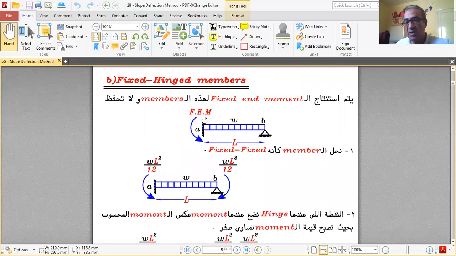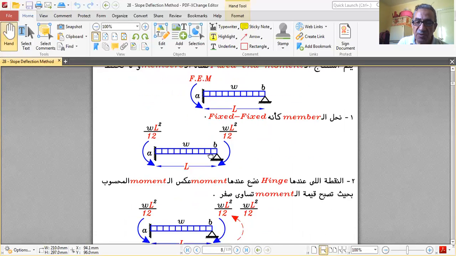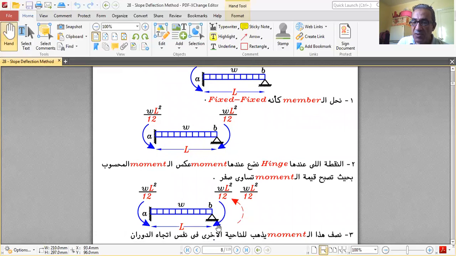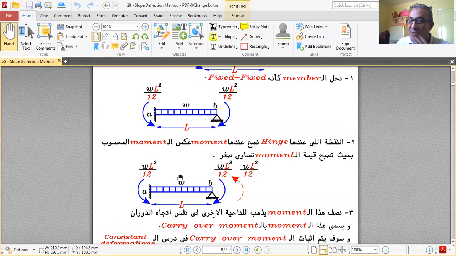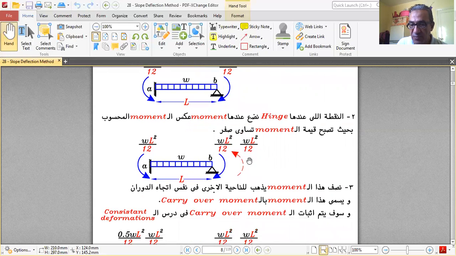So how to calculate fixed end moments for fixed hinged members? Okay, we deduce or get these by calculations, then we memorize them. So we solve with the member as if it is fixed. So fixed, W and L. We have WL squared over 12, WL squared over 12. At the hinge, we add the moment which is WL squared over 12 in opposite direction, so WL squared over 12 minus WL squared over 12 at the hinge.